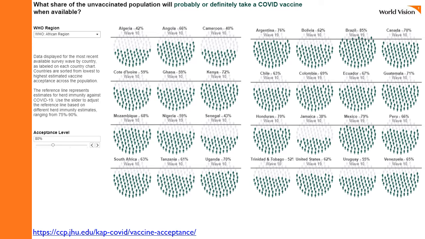The gap between the green dots and the reference line on these graphs shows that we are still far away from having high acceptance of COVID-19 vaccines in many countries, especially in the African and Americas regions. And in some countries, vaccine acceptance is actually falling.